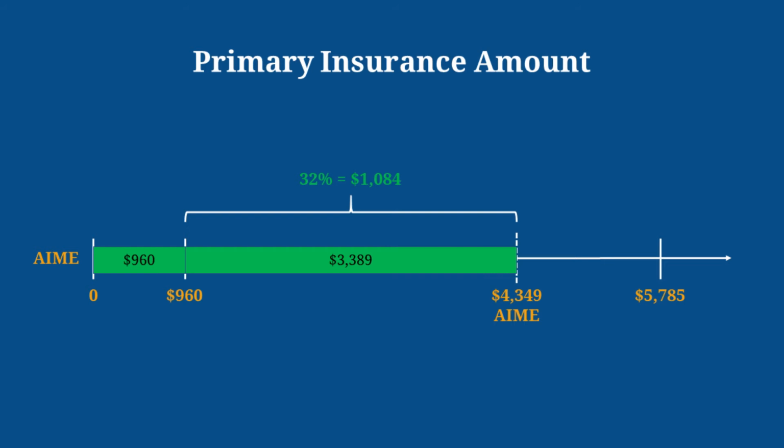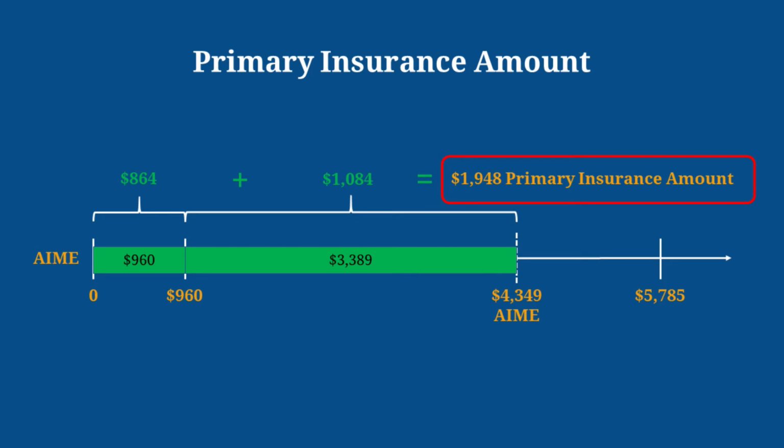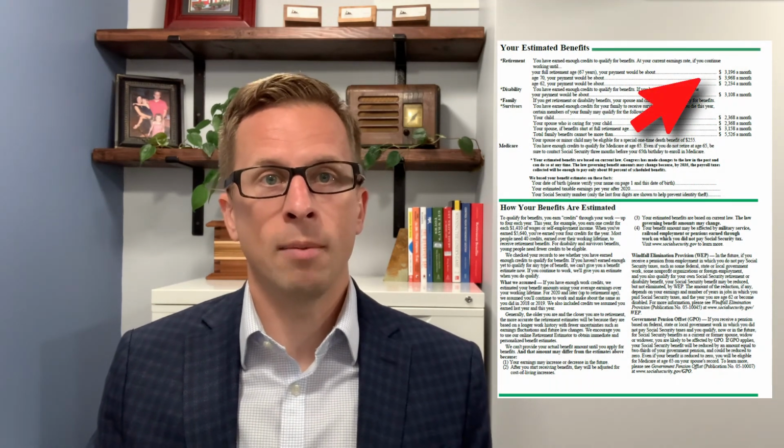And since your AIME is less than your second bend point of $5,785, you don't have any portion of your AIME that will get multiplied by 15%. So your primary insurance amount would be the sum of $864 and $1,084, which equals $1,948. As you can see, calculating your primary insurance amount is quite technical and cumbersome. Thankfully, the Social Security Administration does it all for you, so you don't have to. And even if you're under age 62, they calculate estimates so you can see what your anticipated primary insurance amount will be. You can find that on your online Social Security statement.